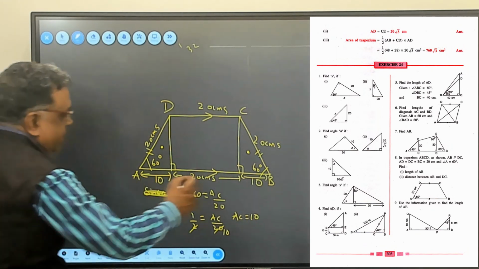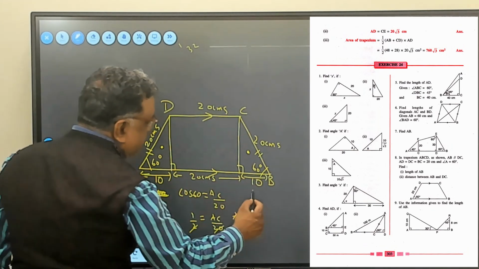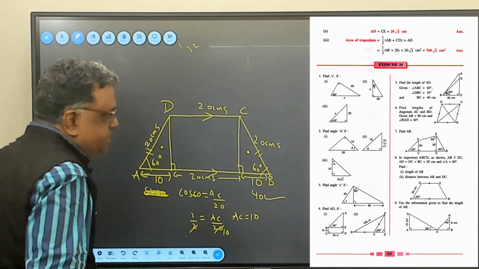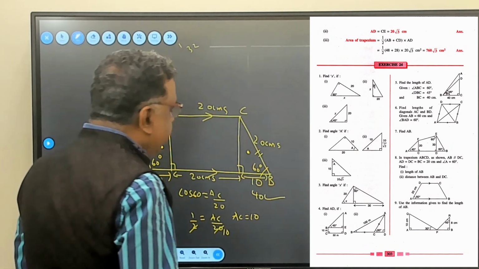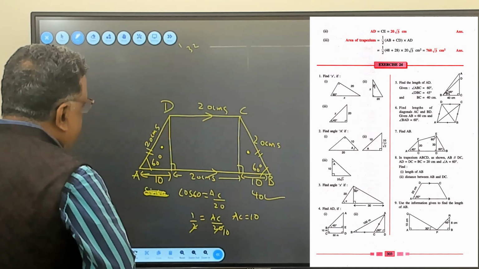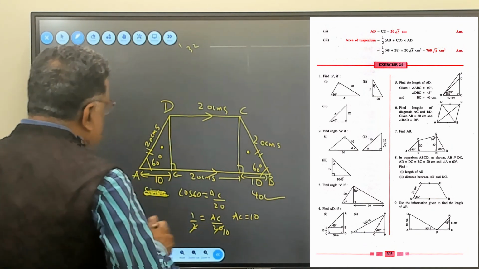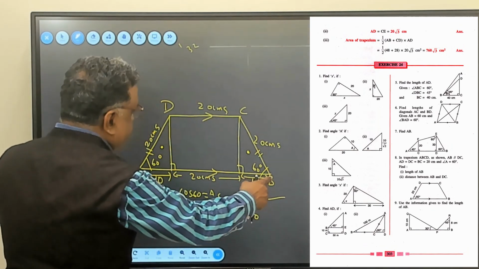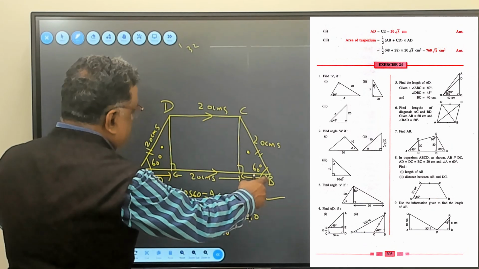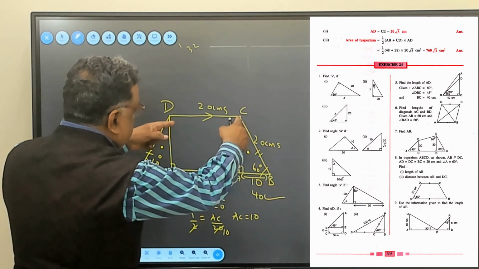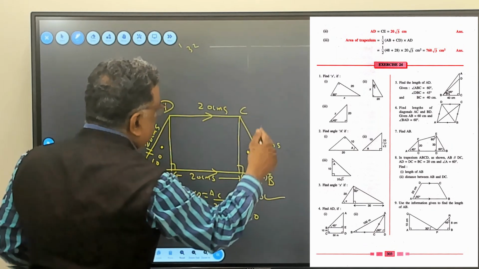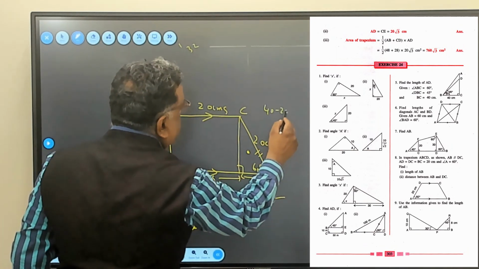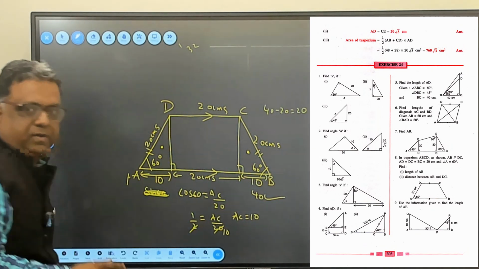So I have to find AB, which is 10 plus 20 plus 10. 40 is the answer. That's what we wanted to find. Distance between AB and DC. So 40 minus 20 is 20. Okay.